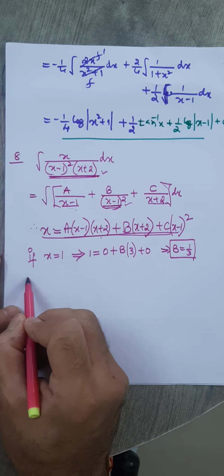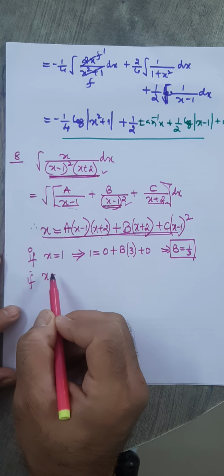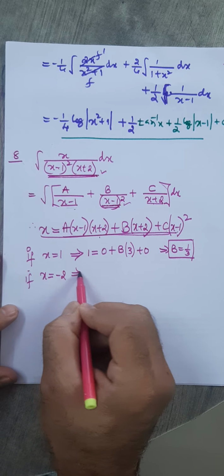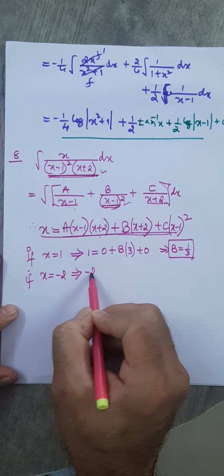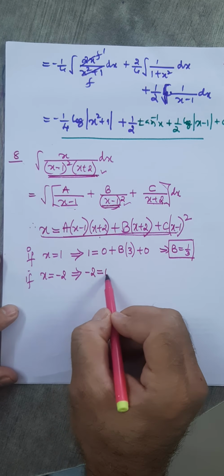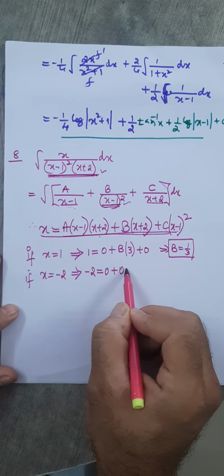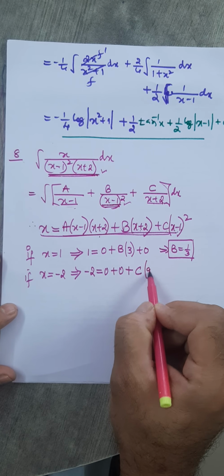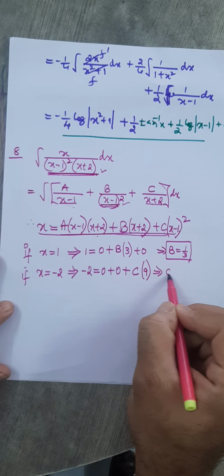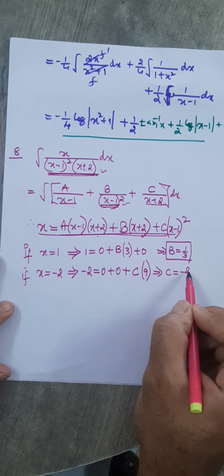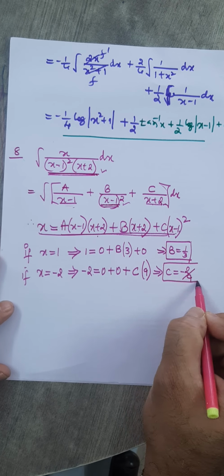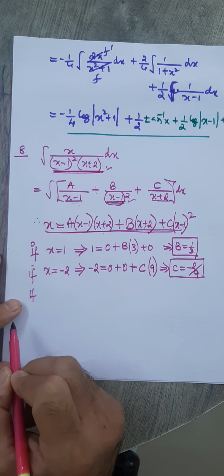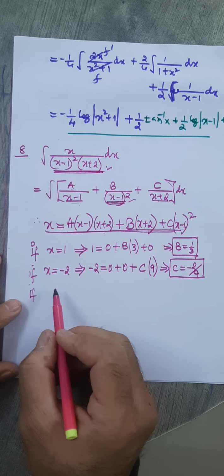Okay. Next, I'll take one more value. Sorry, here x plus 2, so we need to take minus 2. So I'll put minus 2 here. So this is 0. If I put minus 2, this is also 0. Here c into (minus 2 minus 1) whole square. So it is 9. So c will be minus 2 by 9.